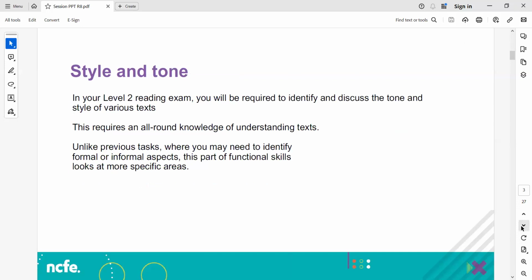So style and tone. In your reading exam, you will be required to identify and discuss the tone and style of the text that you are given. So this requires an all-round knowledge of understanding text. Unlike previous tasks where you may need to identify formal or informal aspects, this looks more at specific areas.